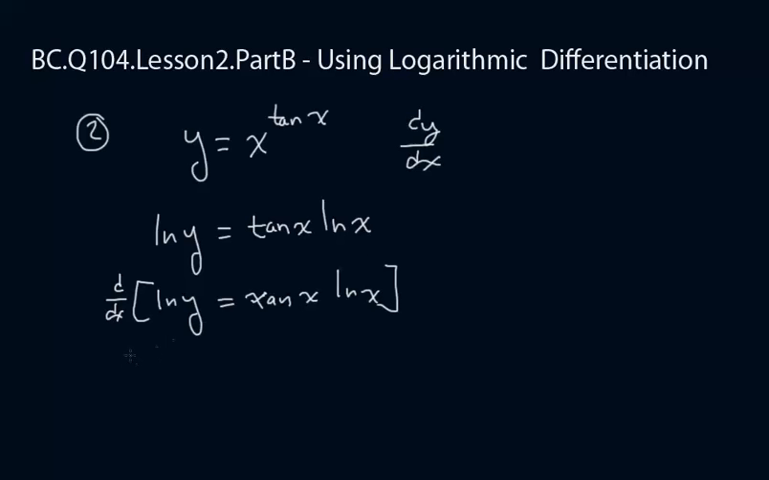And here we go. So 1 over y dy dx. Again, the natural log of stuff, 1 over stuff times the derivative of the stuff, equals first term, tangent of x, times the derivative of the second, 1 over x, plus the second term, natural log of x, times the derivative of the first. We must make sure we have these memorized, secant squared of x.